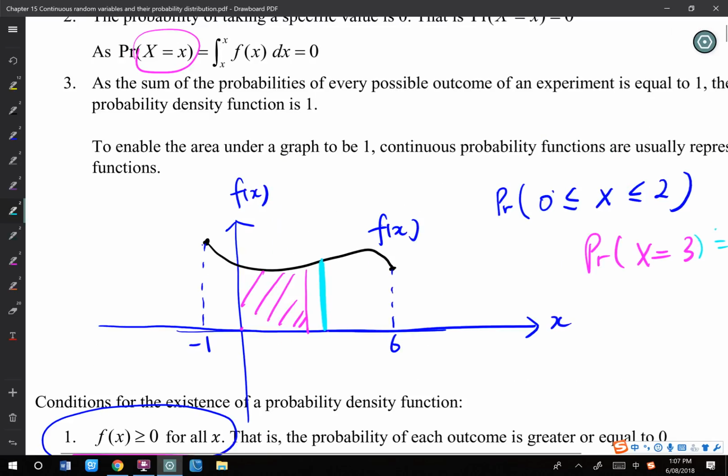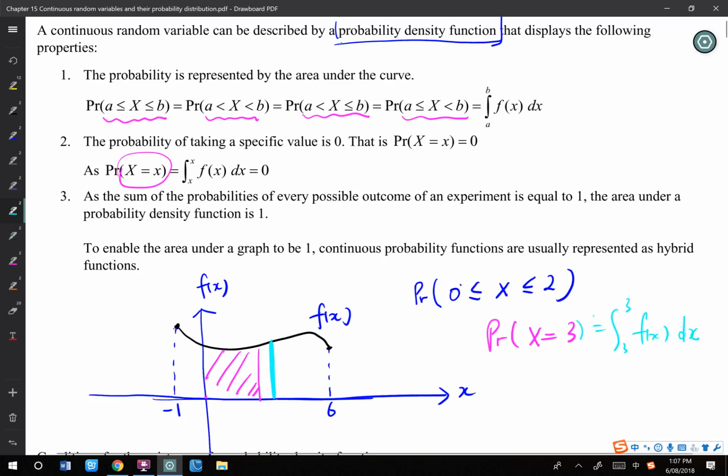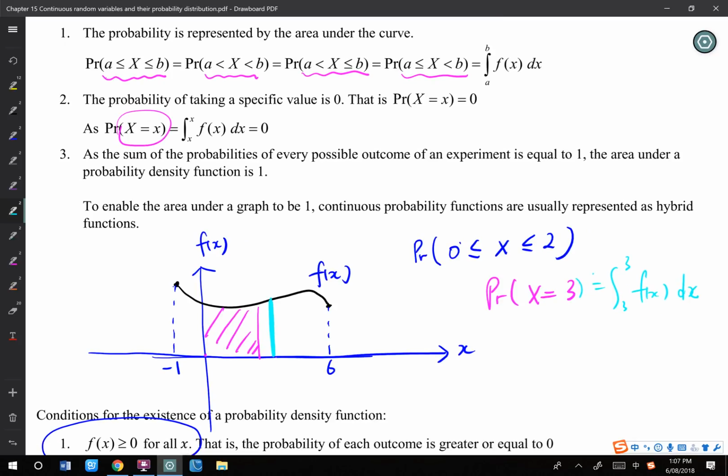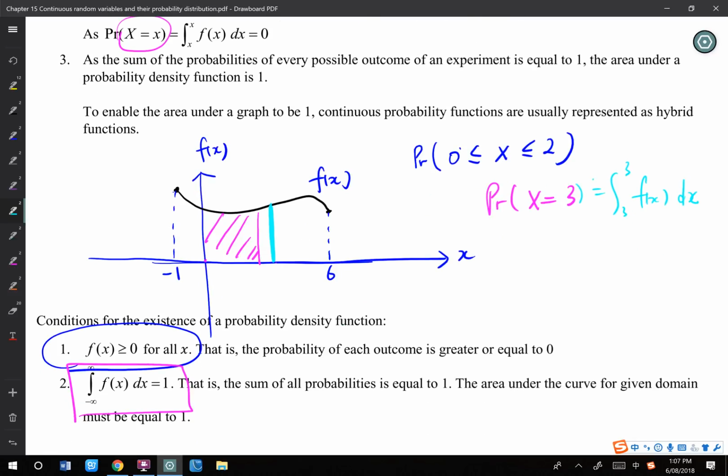Number 3 is something you need to pay attention to. We talked about that already: the total area under the curve must be equal to 1, which means the density function area must be 1 because it represents the total probability. We finished talking about that. The next line is important. To enable the area under the curve to be 1, we normally use a hybrid function to represent the density function.